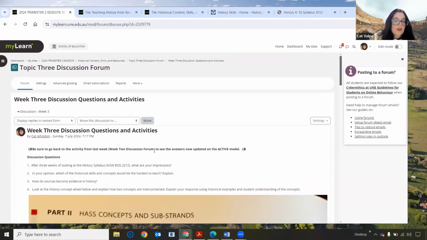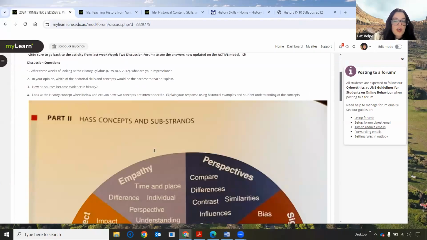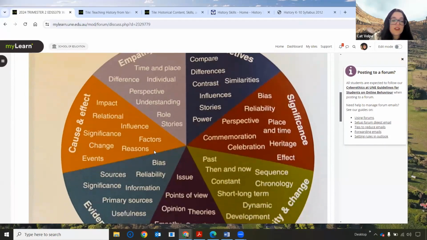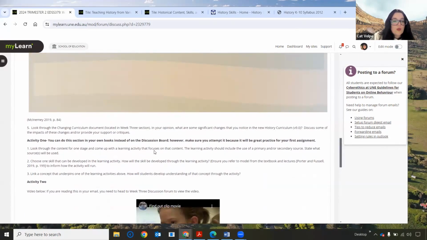We talked about how sources become evidence in history. We looked at this concept wheel to make connections between different concepts. We also looked through the changing curriculum document. Now, in the on-campus tutorial, we didn't get a chance to do this learning activity, but we're going to do it at the start of next week. But I think the second tutorial was able to get through it.